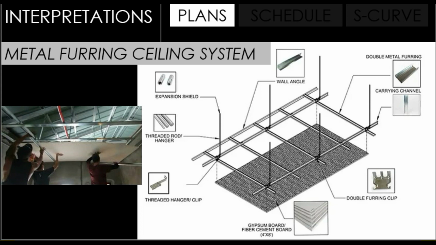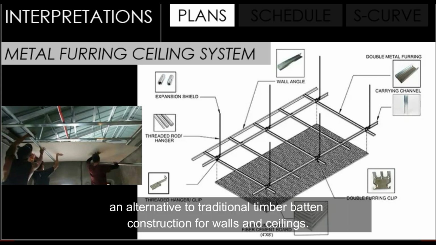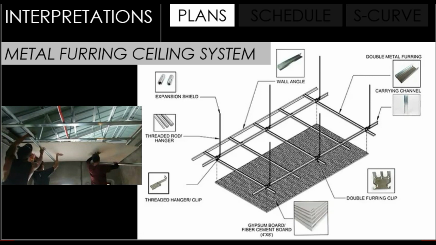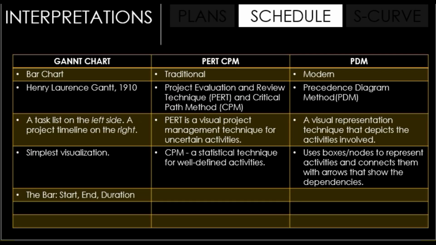Metal furrings are also used as an alternative to traditional timber batten construction for walls and ceilings. Next, we have the project schedule. Project schedule comes in different forms, like a timetable or time frame of charts that helps project managers to track their construction progress. First, we have the Gantt diagram or Gantt chart.